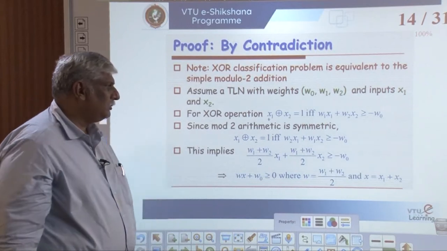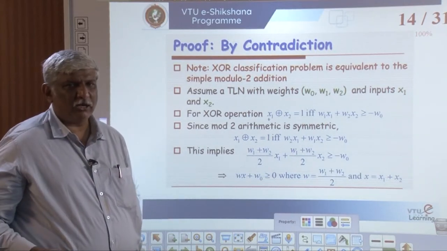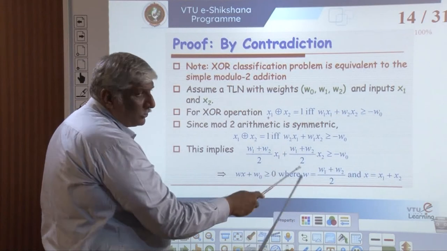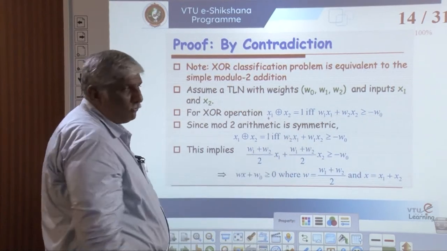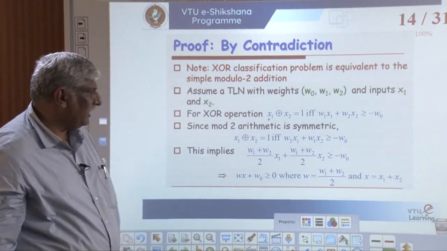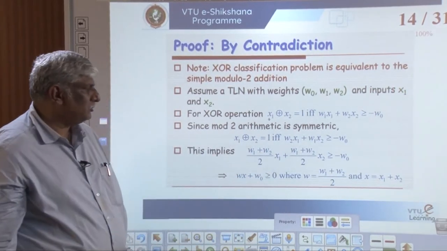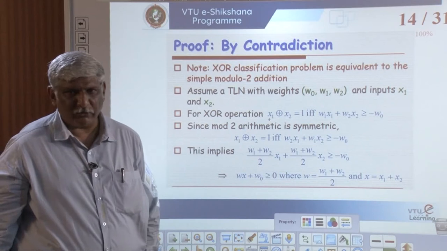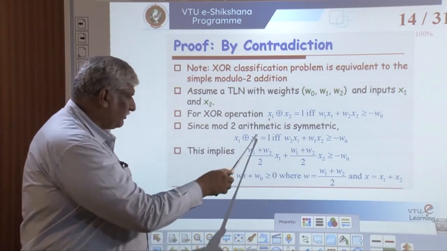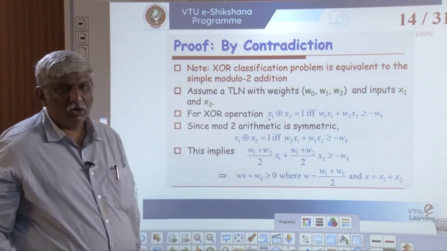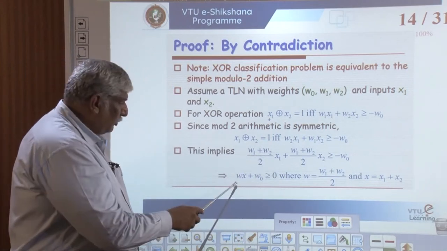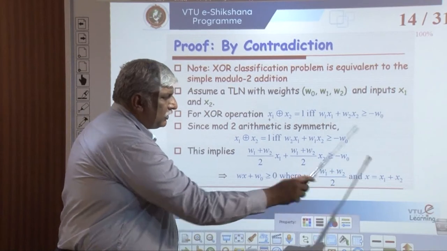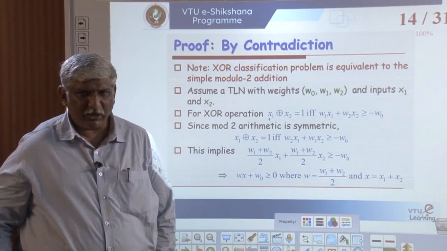Since modulo 2 arithmetic is symmetric, we can either use W1 X1 or W2 X1, both are symmetric. So, we can write another equation: X1 XOR X2 is also equal to 1 if W2 X1 plus W1 X2 is also greater than or equal to minus W0. This implies that we can write W1 plus W2 divided by 2, which is the average of these two, W X plus W0 is greater than 0, where W is W1 plus W2 divided by 2 and X is equal to X1 plus X2.